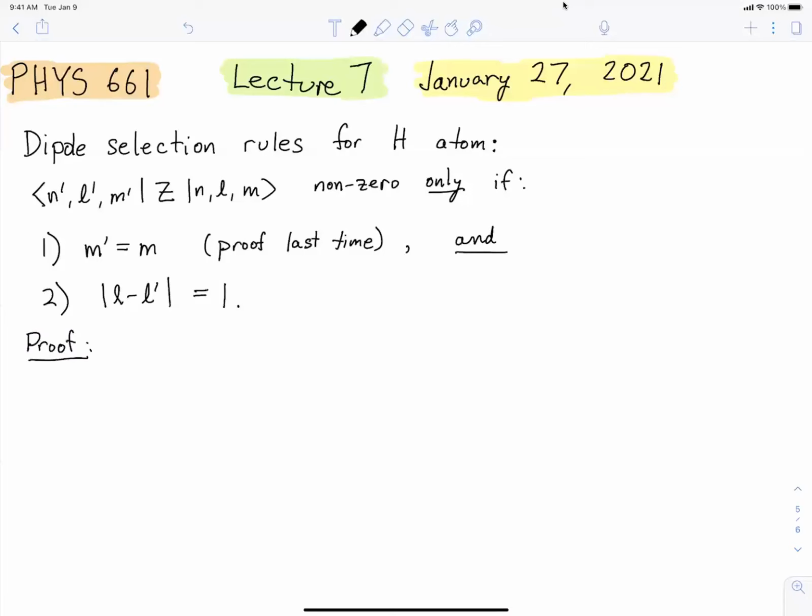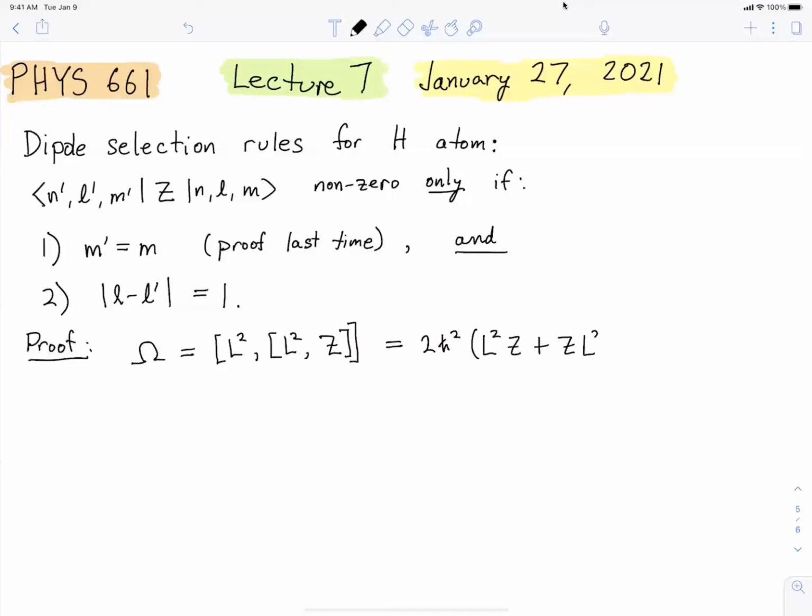Let's consider the following operator, let me call it omega. Omega is going to be a double commutator. So it's going to be the commutator of L squared with the commutator of L squared with Z, Z being the operator that we're interested in. Okay, now if you compute that, which I'm not going to do completely for you because it's not hard, but it's just a little tiny bit tedious, that turns out to be 2 h bar squared times L squared Z plus Z L squared. So there's no particular trick to this.